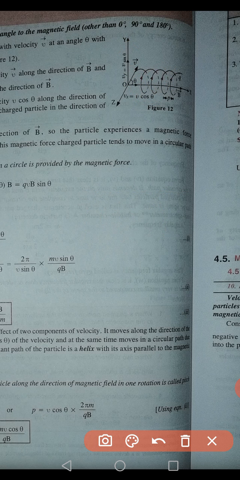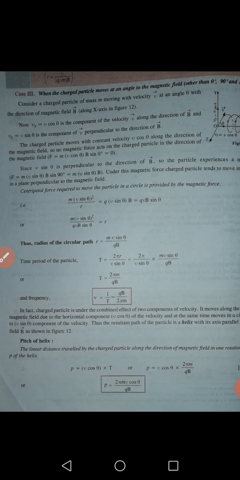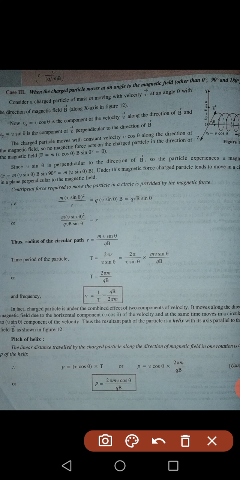Two very important things you will remember here. One is, for the v cos theta component, it is going a linear distance like this. For v sin theta it is going a circular distance, and together linear and circular make the path helical. So I hope it is clear. Now, since it is undergoing circular motion, which component is responsible? V sin theta.